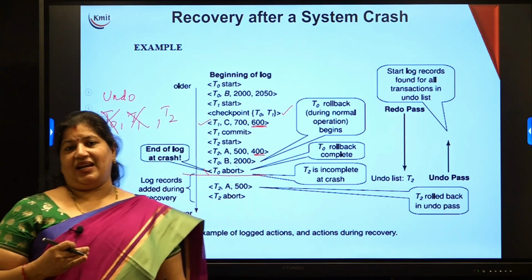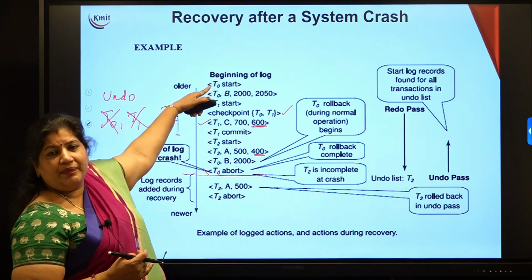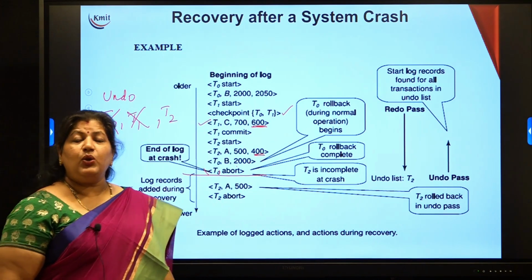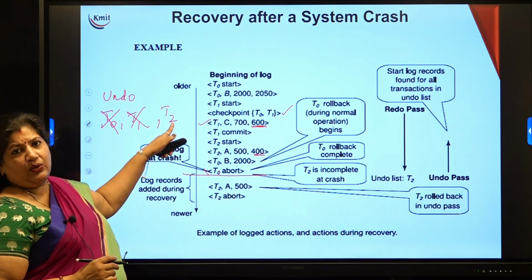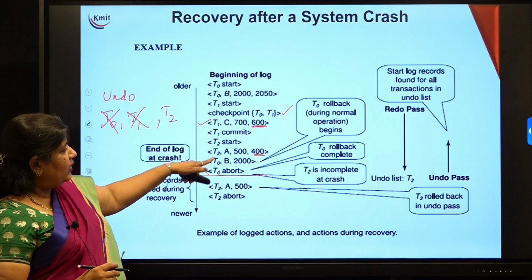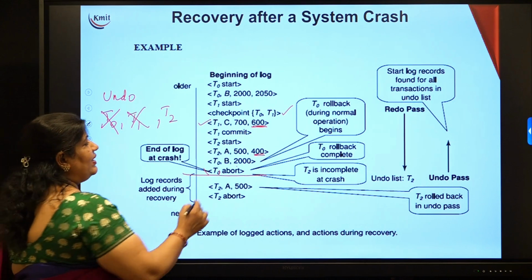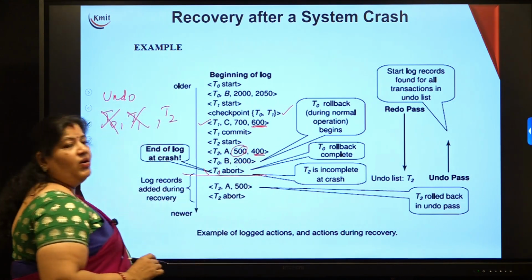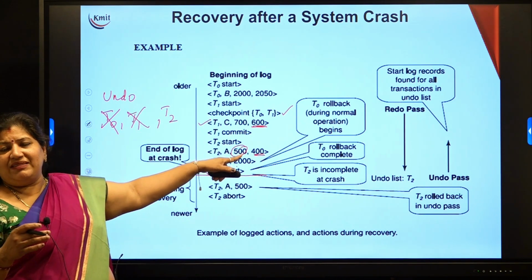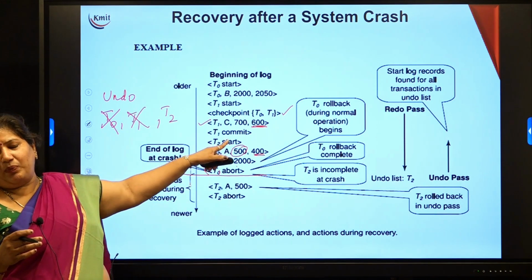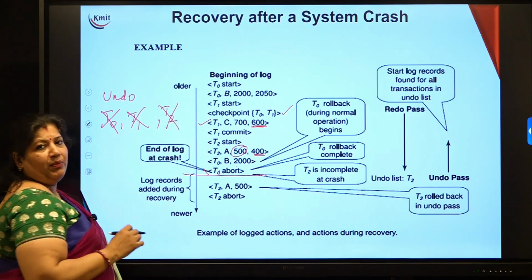Now the undo phase starts here. What am I supposed to do in the undo phase? I move backwards, and I need to perform the undo operation for every operation of T2. There is a T2 update here, so undo operation: I will restore the value of A to 500. Then I see T2 start. Whenever I see start, I know that all the operations with respect to T2 have been undone. So T2 is removed from the undo list.